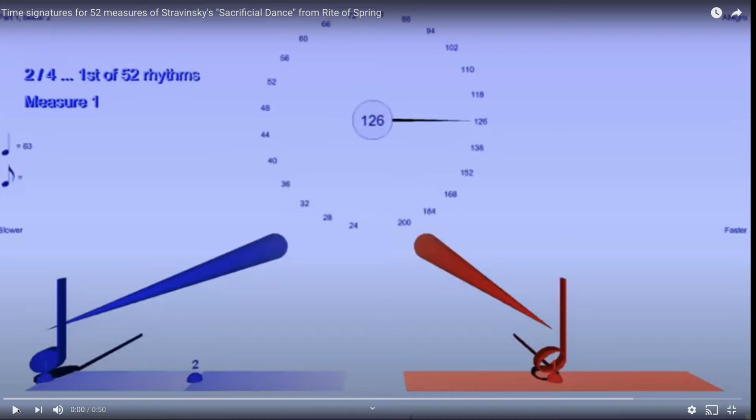This is a very interesting setup where you watch up in the corner here, where it enunciates what the beat is and the subdivision, and listen.